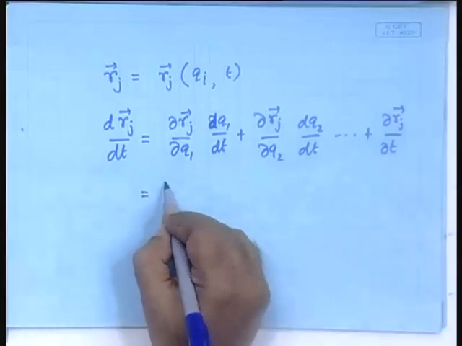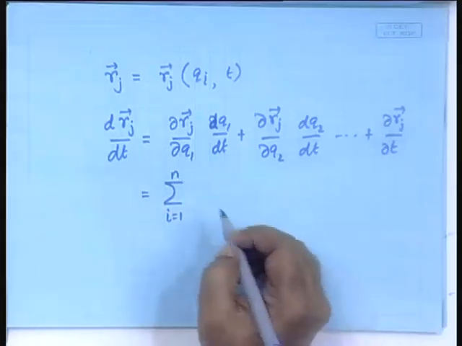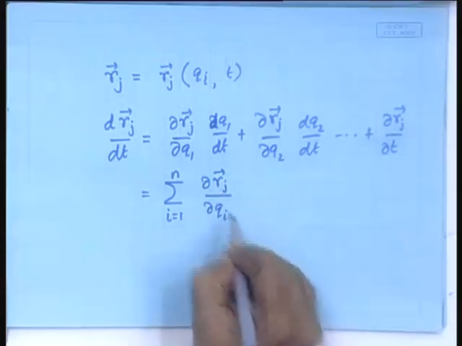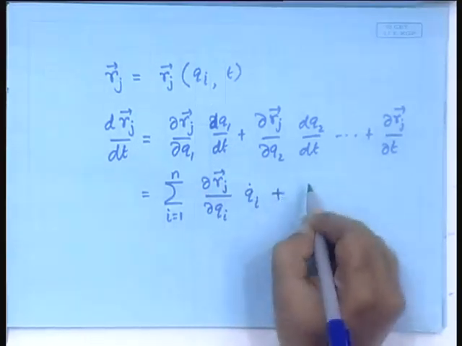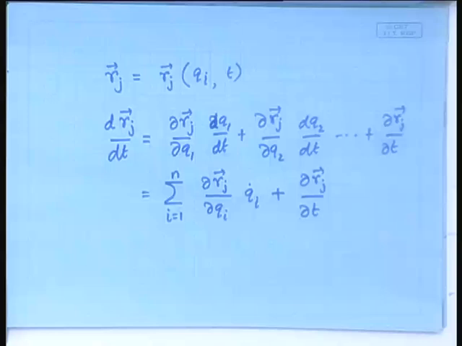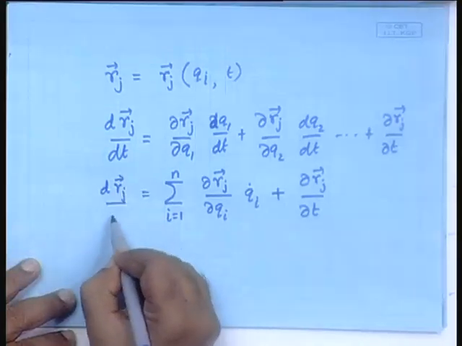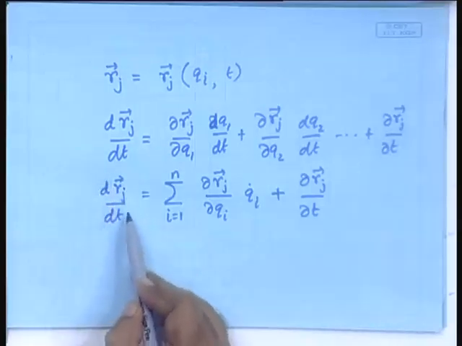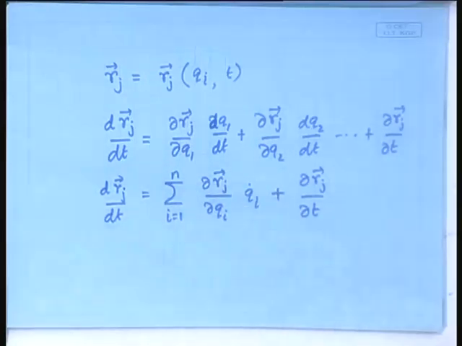So, this is nothing but sigma i is equal to 1 to n, del r j vector del q i, and this is q dot i, plus del r j del t. So, this is how the velocity would be expressed, velocity of each body. Fine. Notice in the left hand side what we have, this body is moving, this body's velocity expressed in terms of the new set of coordinates. We will use that.